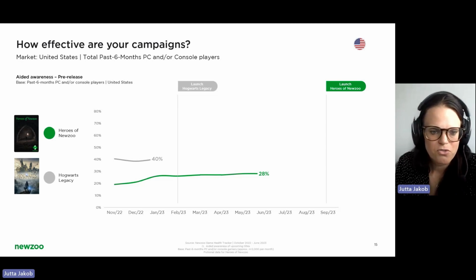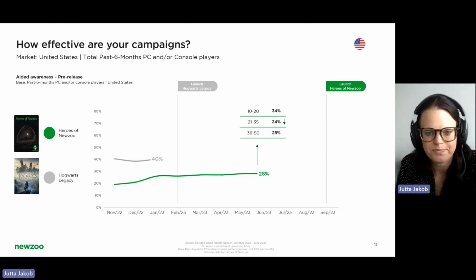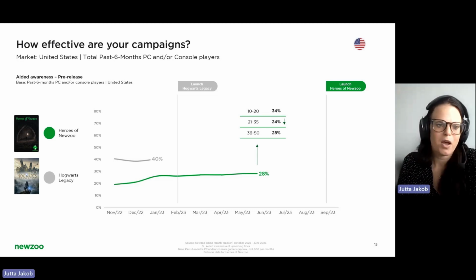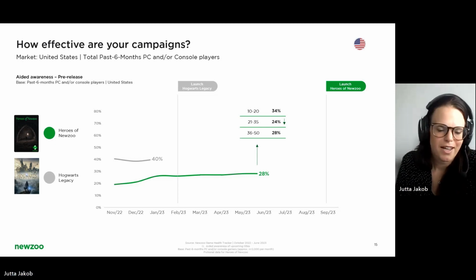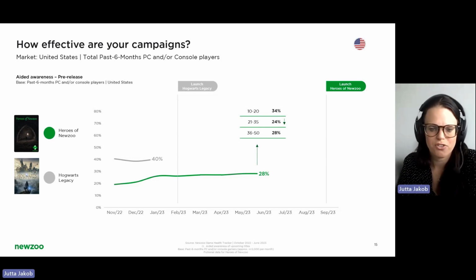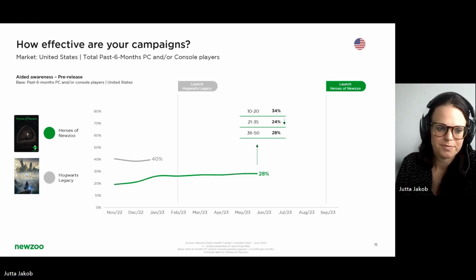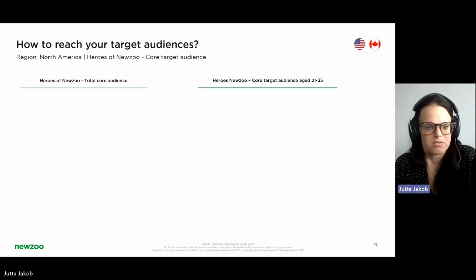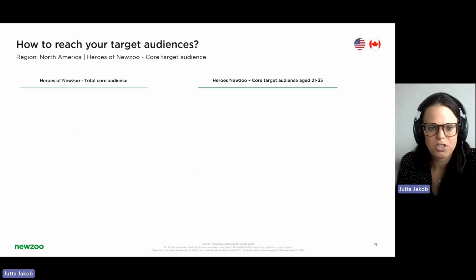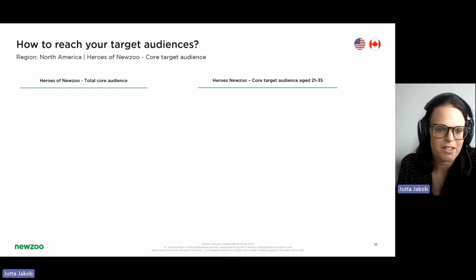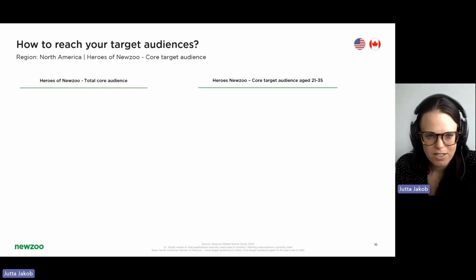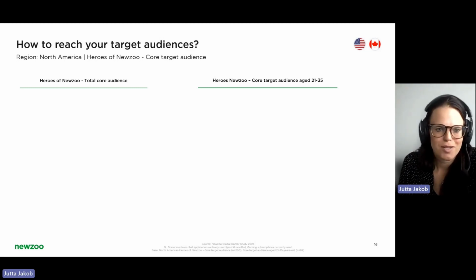When we dive further into the awareness for Heroes of Newzoo, we discovered that specifically within the 21 to 35 age group, awareness is surprisingly low. And as you may recall, this is the age group which we thought is the one that is most receptive to our game. So we take a closer look again to define where our core target group can be reached to discuss with our media agency. There are various variables that we can use to identify targeting opportunities within the data set, but to keep it simple again, let's focus on social media and gaming subscriptions only.